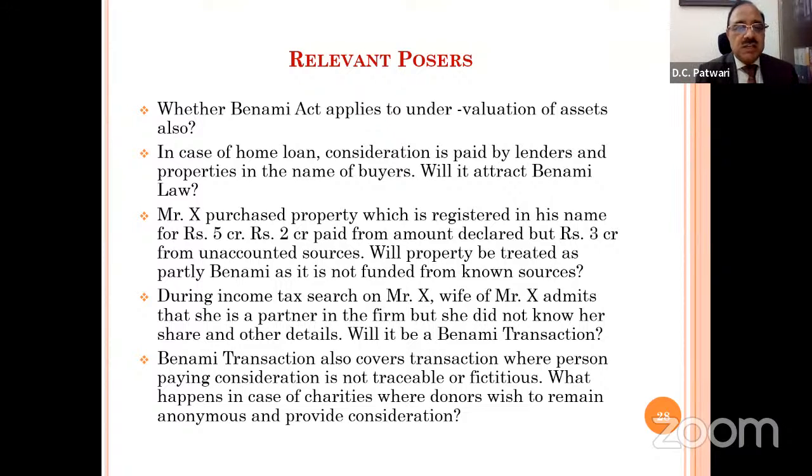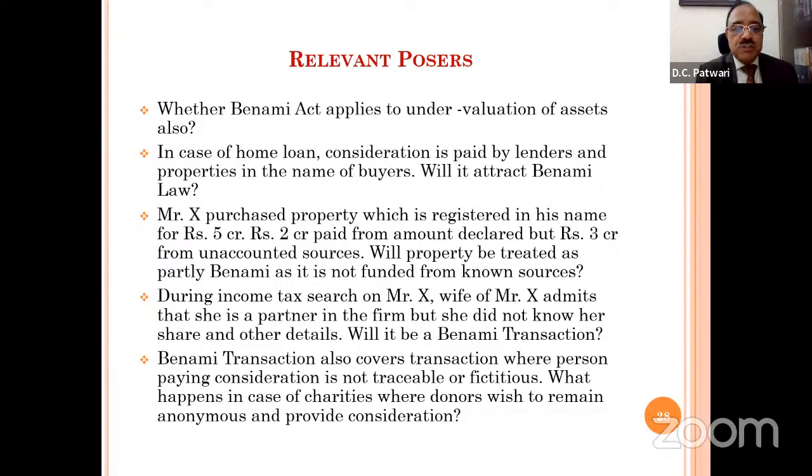Next is, in case of home loan, consideration is paid by lenders and properties in the name of buyers, will it attract Benami law? In the case of lender, as I mentioned earlier, lender's interest, though consideration is paid, is basically in recovering the loan, not in getting the benefit from the property. So therefore, it will not attract the Benami law.